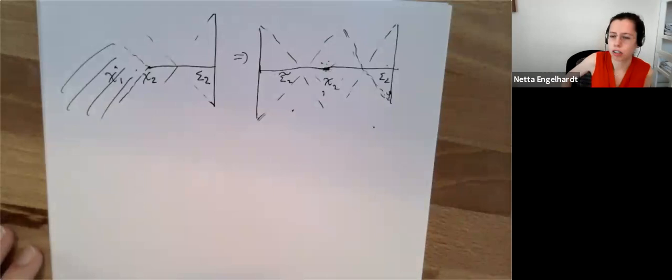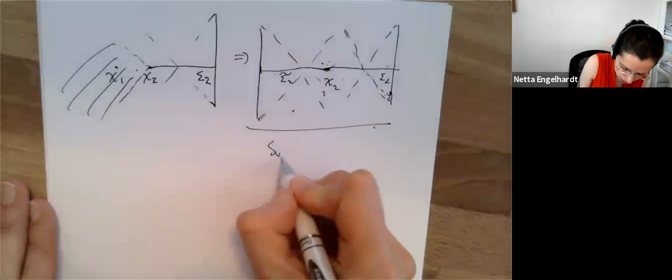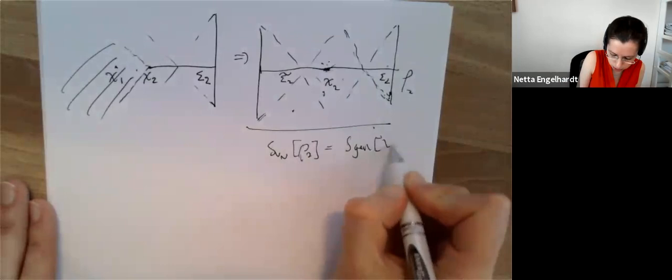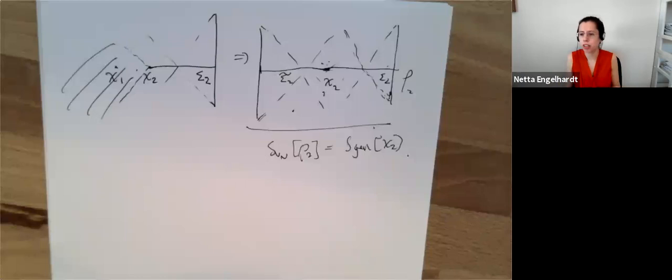So in this space-time here, call this rho 2, the von Neumann entropy of rho 2 is equal to the generalized entropy of chi 2. So these non-minimal quantum extremal surfaces actually do compute a von Neumann entropy, but it's the von Neumann entropy of a different state. And there you can ask, how is this rho 2 related to, let's call this rho 1?